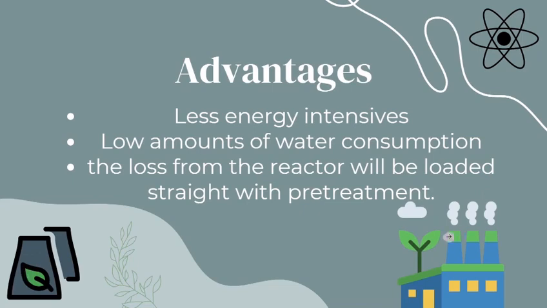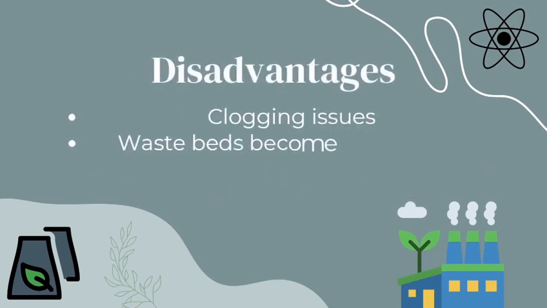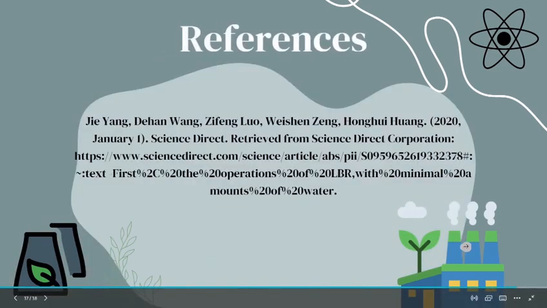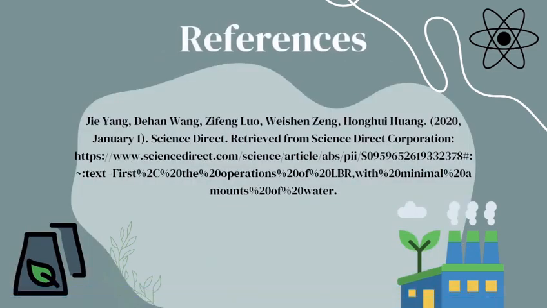Despite having the advantages, the LBR also has its disadvantages. The first one would be that the LBR usually has clogging issues. The next one, the LBR also might make the waste beds become compacted, and less biogas is generated through the LBR. When less biogas is generated, it is not really healthy for the environment. So that's all for the disadvantages, and this is the reference.